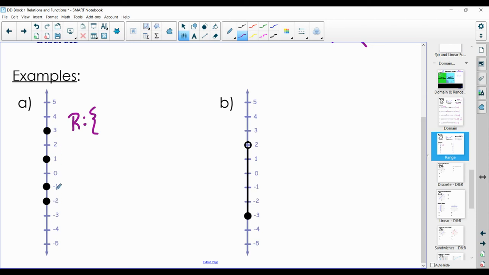Now we often, when we're doing range and domain, we always list from lowest to highest. So we list things in numerical order. So -2, -1, 1, and 3.